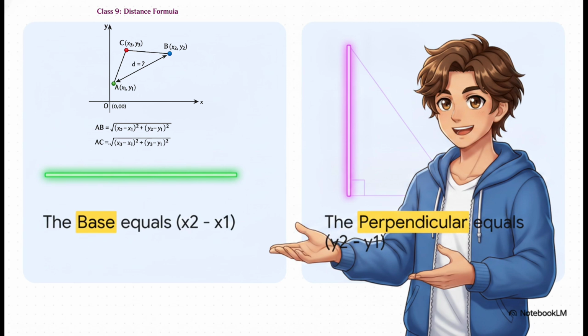Now, just apply that exact same logic to the vertical side, the perpendicular. It stretches straight up from y1 to y2. Subtracting the starting height from the final height gives us the perpendicular's length. The perpendicular equals y2 minus y1. And just like that, we've got the exact measurements of our triangle's legs.